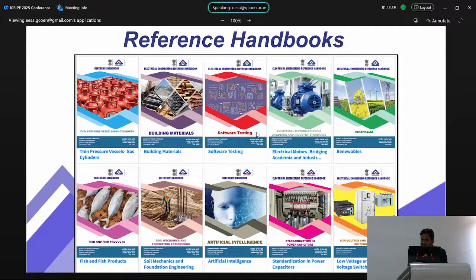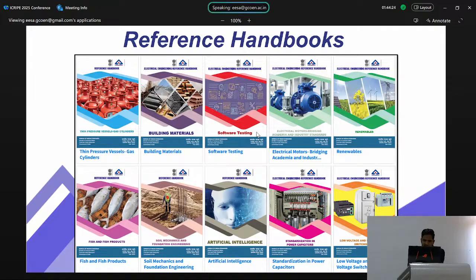For example, electrical motors, there are lots of electrical motors. Electrical engineering students, you study different types of motors, but there are standards available for all these types of motors. So when you study these electrical motors through standards, the gap between the industry and the education institute, what is the difference in their teaching method, that is covered in this reference handbook.